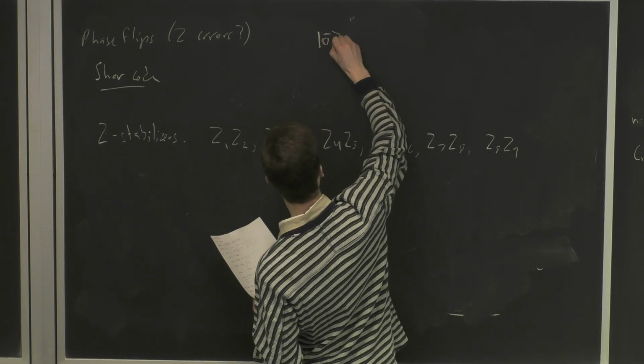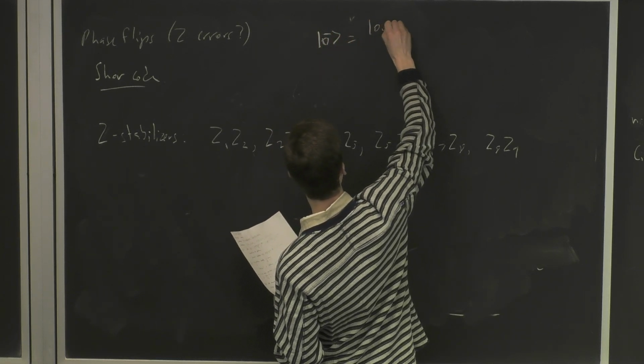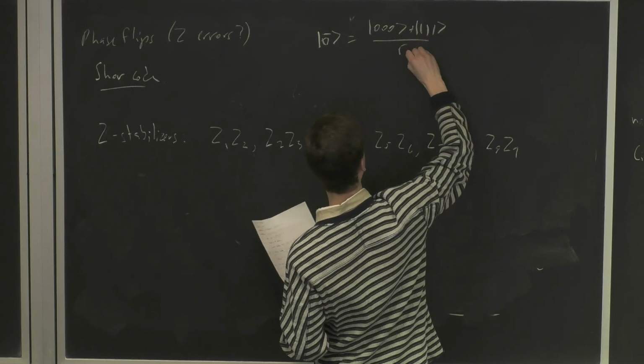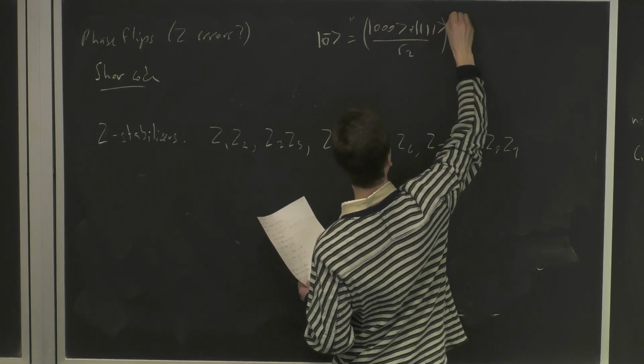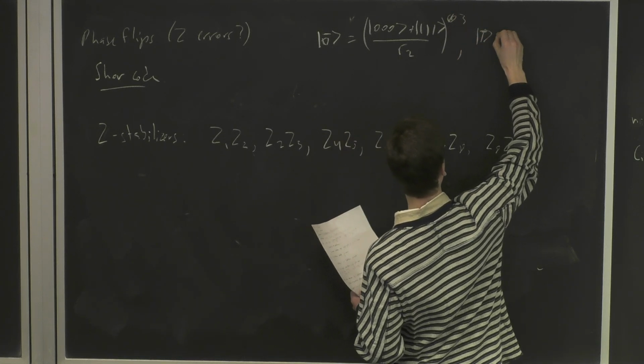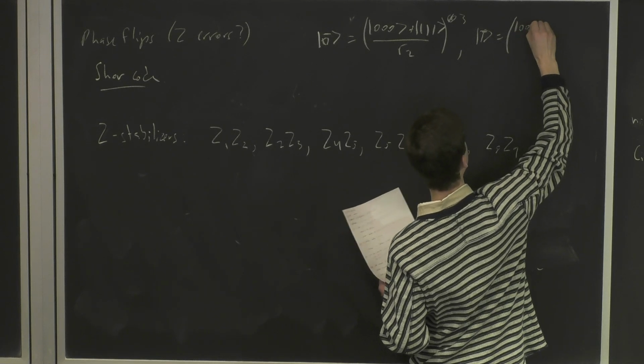I'll just write the code states again. So we encode 0 into 0, 0, 0, plus 1, 1, 1 over root 2, tensor 3 times, and 1, logical 1 is 0.